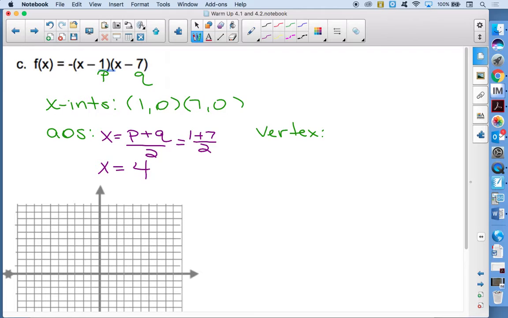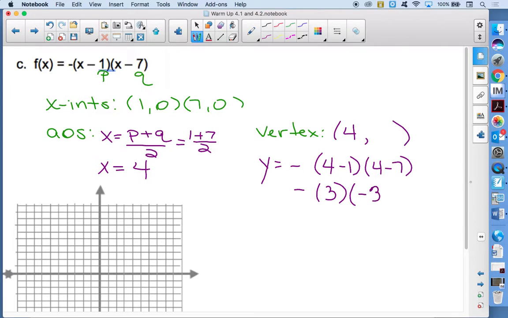So x-intercepts you get from the problem, the axis of symmetry would be in the middle of those x-intercepts. And then to find the vertex, it has an x value of 4. Take that, plug it back in to get the y. So we have 4 minus 1, 4 minus 7. So Shaylin, -3 times -3 is... 9.